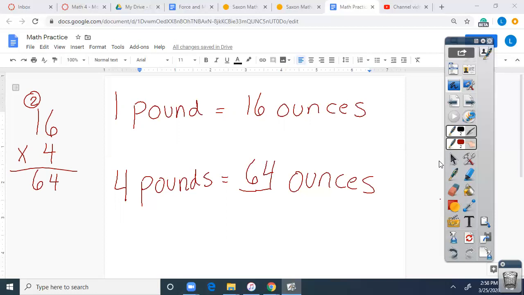Super, super important that you know this for the homework and for the test on Friday. 1 pound equals 16 ounces. Write that down. Memorize that. Tonight, when you're eating dinner, or tomorrow, if you've already eaten dinner today, tell your parents, hey, guess what? 1 pound equals 16 ounces. They'll be so impressed.